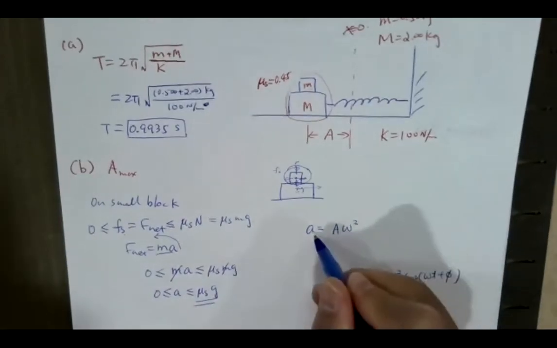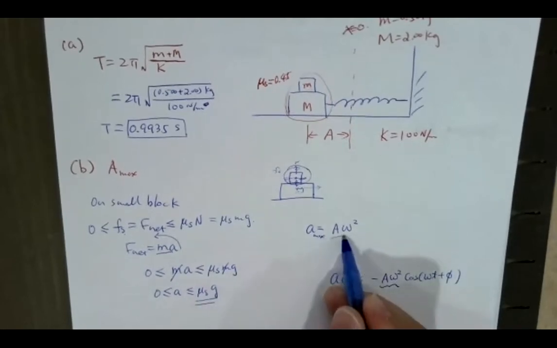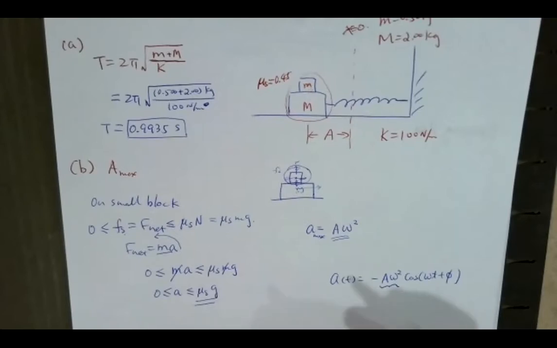Or this is A max, okay? So that tells you that when you are having maximum oscillation, this guy will be equal to that guy, okay? Then you can set it up that A times omega squared equals mu s times g, right? So then A will be equal to mu s times g divided by omega squared, okay?